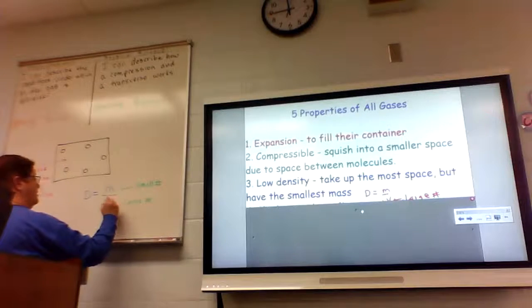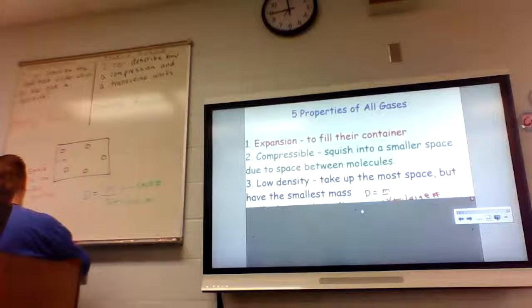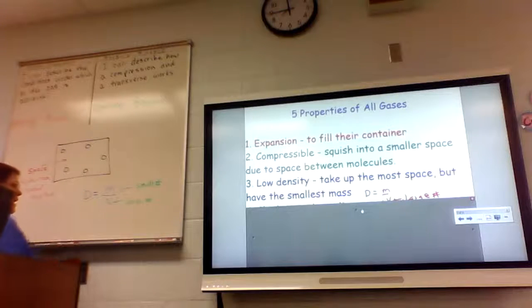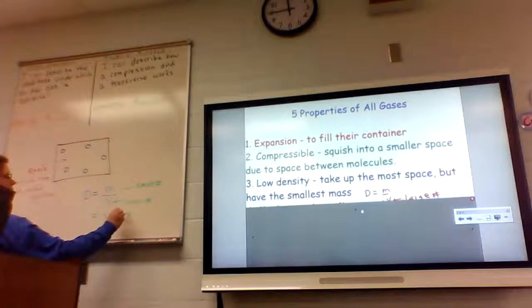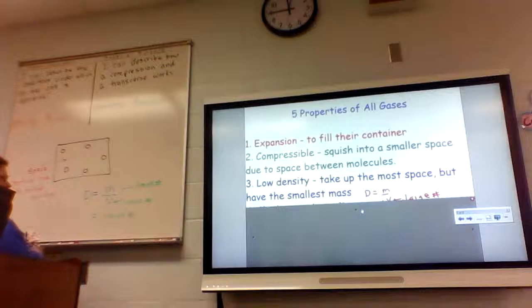So when you think about density, a gas is going to have a really small mass and the volume is going to be a really large number. What's going to happen in math class if you divide a small number by a large number? You're going to get a decimal, a really small number. That's why the density of a gas is really small: you have a small mass and a very large volume.